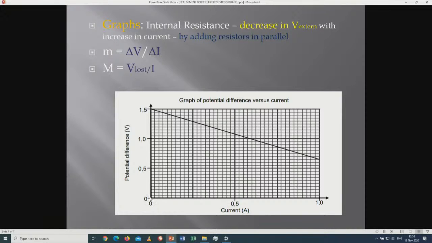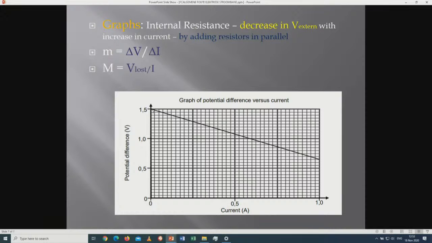from 0 when there was no current. The value of the external potential difference has dropped. So what does this clearly indicate? This indicates the lost volts. When the current increases in the circuit due to internal resistance, the lost volts increases.